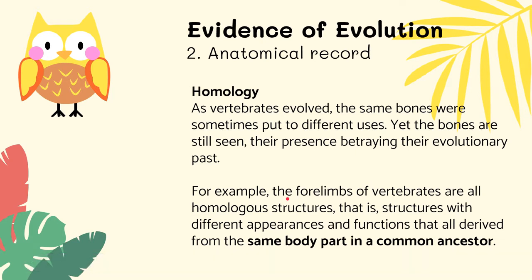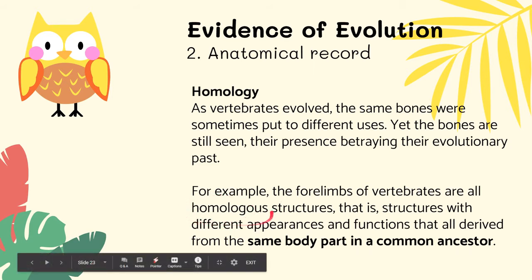So for example, we have two unrelated vertebrates that still possess the same type of bones, but eventually evolved to look different to be well adapted to their environment. So, for example, the four limbs of vertebrates are all homologous structures. Homologous means they are structures with different appearance and functions that are derived from the same body part of a common ancestor. So, similar origin, okay? Similar origin of those structures.